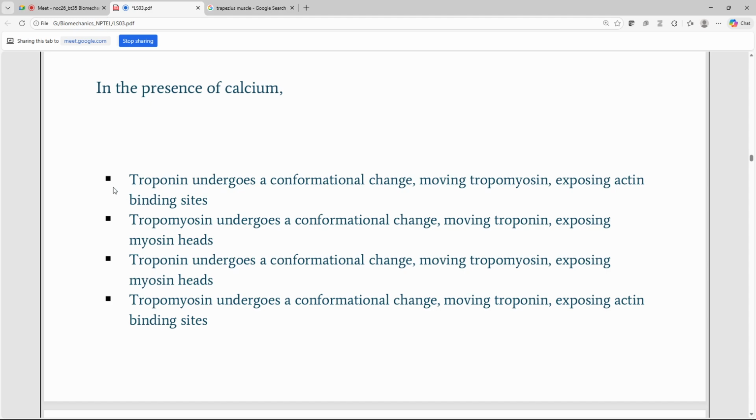The answer is the first option, that is, when the calcium ions reach troponin, it undergoes the conformational change. It shifts or moves the tropomyosin, which eventually exposes the actin binding sites. So if you remember this relation, that calcium is the one binding with troponin, then you can easily eliminate the ones that start with tropomyosin. These two will be the remaining options. From that, you can choose the right one.